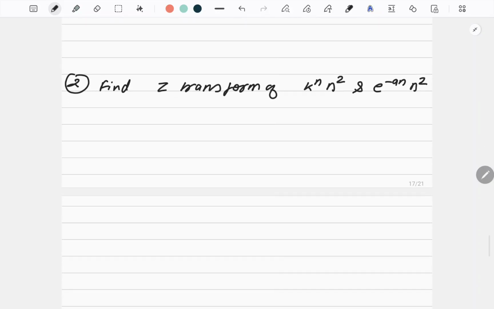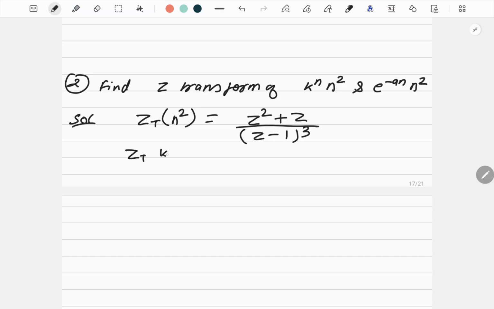Now see, they are saying, what is the Z transform of k to the power n times n square. So you should remember the Z transform of n square. The Z transform of n square we have already done in the previous video where I introduced the Z transform. This is equal to (Z square plus Z) upon (Z minus 1) cube. So what is the Z transform of k to the power n times n square? Simple. In place of Z you have to write Z by k.